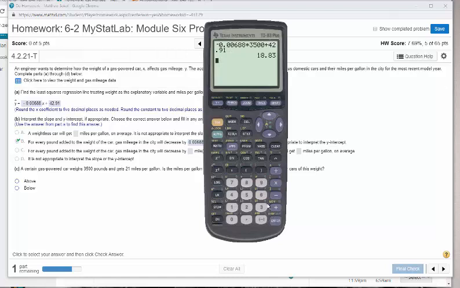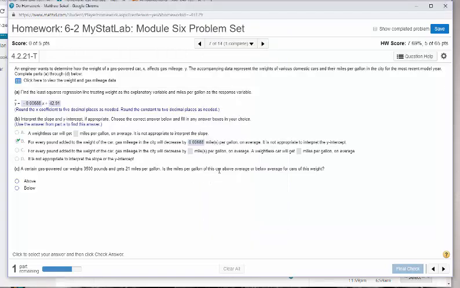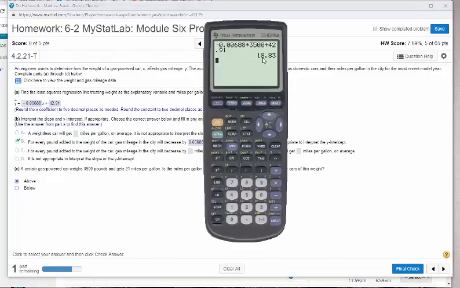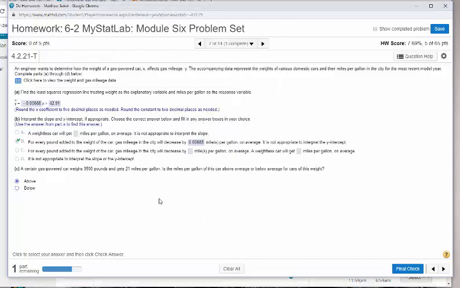Oh yes, and I'm sorry, it gets 21 miles per gallon. What the Y hat is telling us is that we predict it should get 18.83 miles per gallon, and this car gets 21. So is the miles per gallon of this car above or below the average? It looks like it's above, because what our calculator is saying is we should get 18.83. Sorry for my pause there.